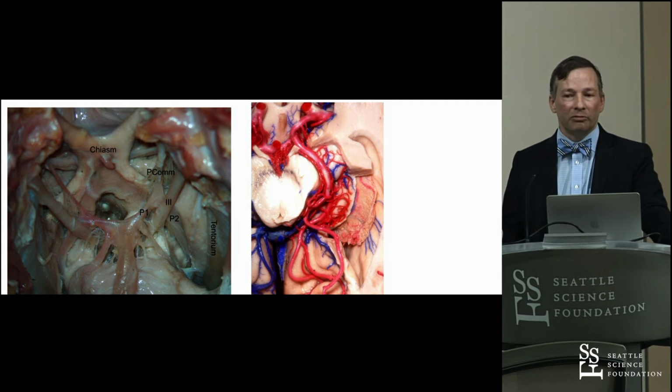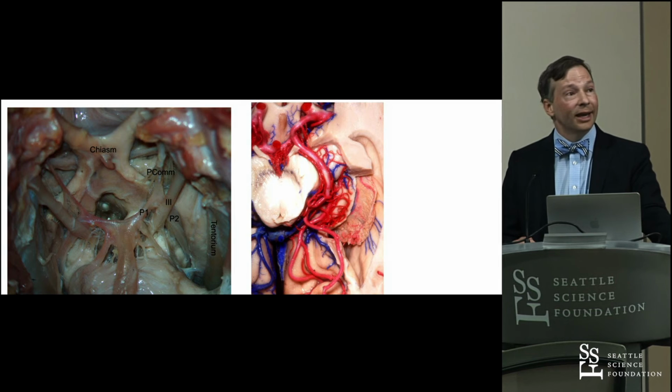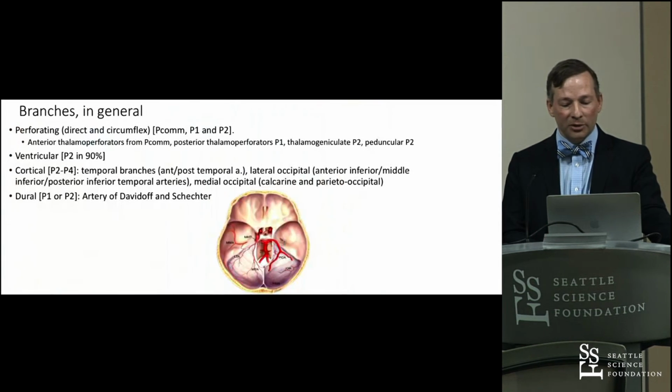Additionally, into the choroidal fissure, we're going to see the posterior lateral choroidal branch go in and supply, not just choroid plexus as its name implies, but also the ependyma within the ventricle. And then the posterior medial choroidal will extend posteriorly and enter the velum interpositum, as I'll show you. So let's look at just some of the general branches.